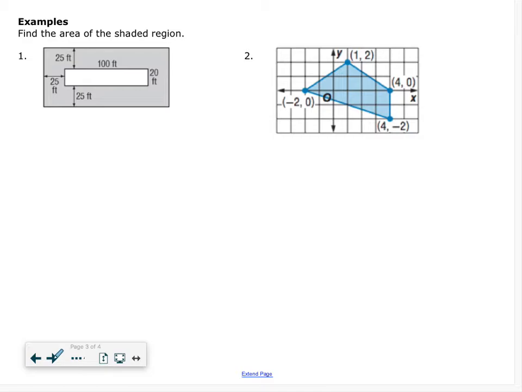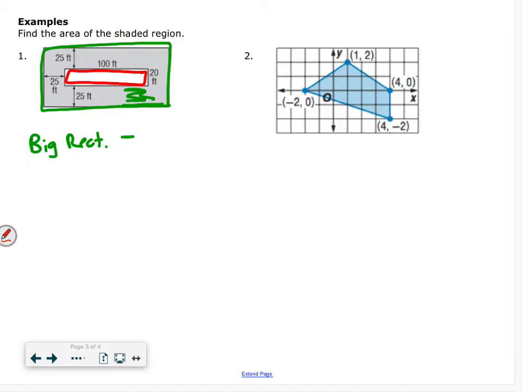Number one, we have the area of the shaded region. So we're just looking for this part here, the shaded part. The easiest way to figure this one out is to take the area of the entire rectangle, the big rectangle, and then just subtract the part we don't want, that middle part, or the small rectangle.